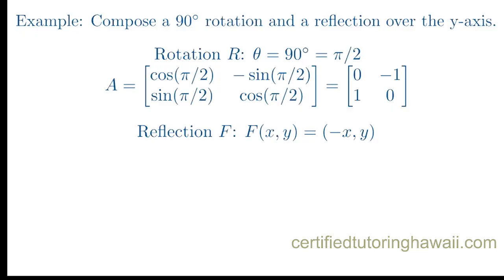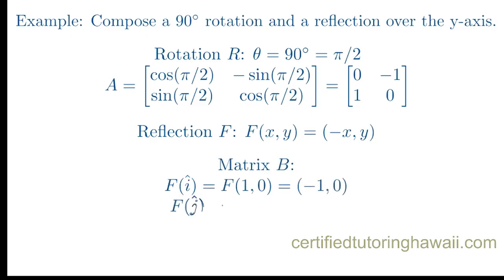Let's find its matrix, B. F of i hat, which is f of (1, 0), is (-1, 0). F of j hat, which is f of (0, 1), is (0, 1). So the reflection matrix B is [-1, 0; 0, 1].